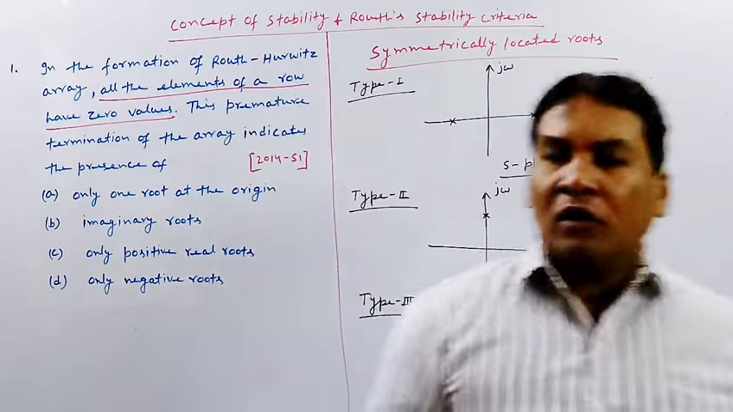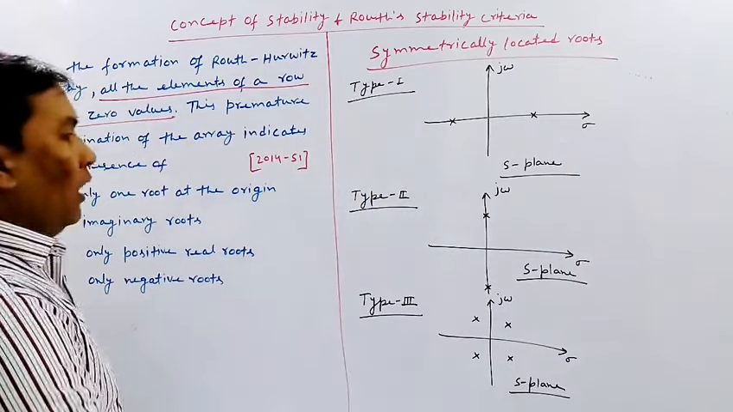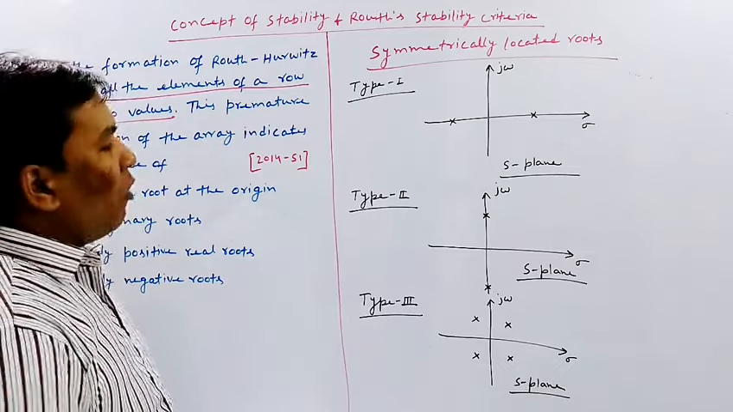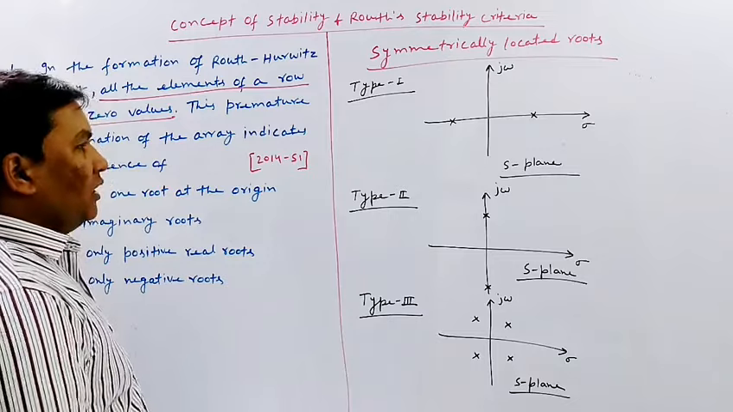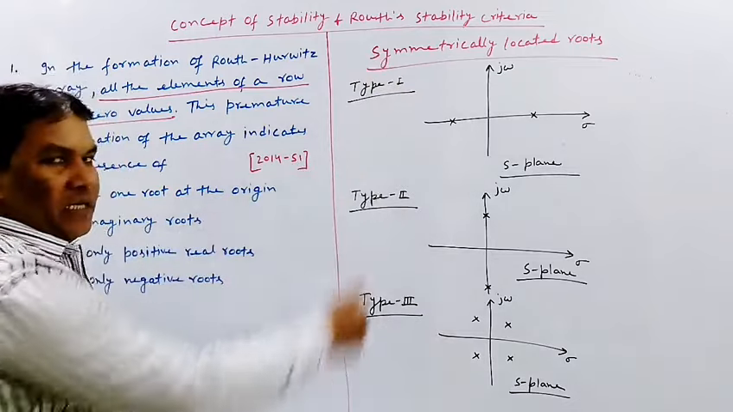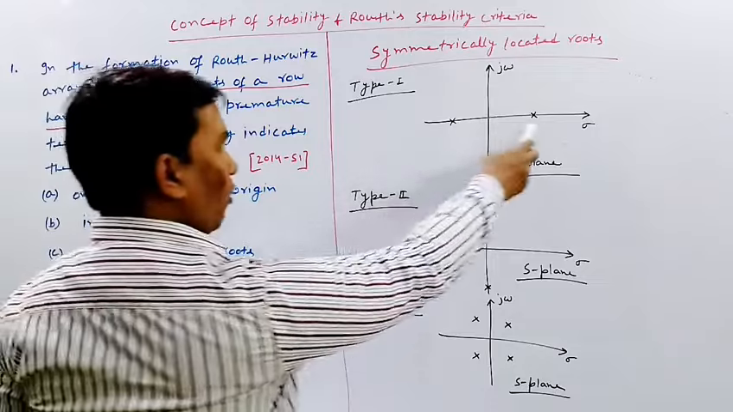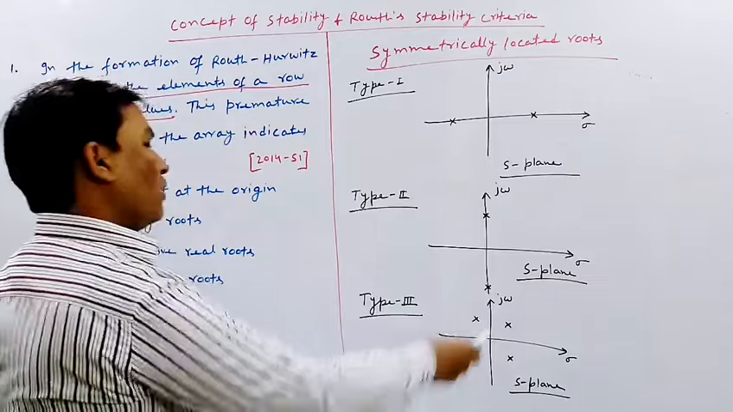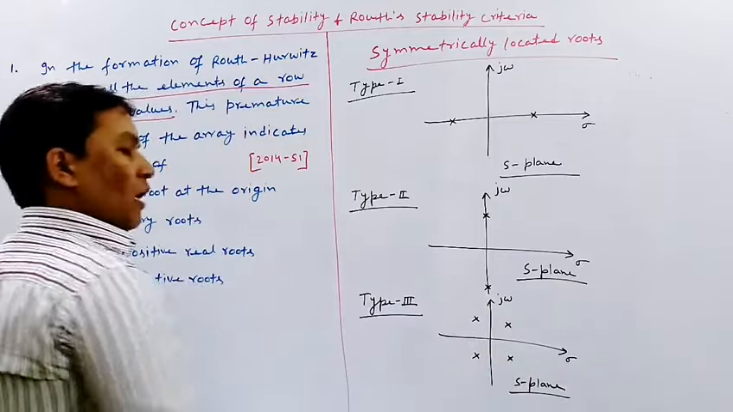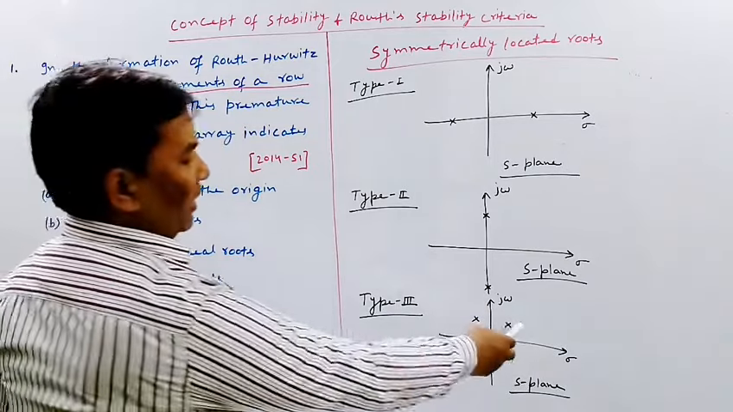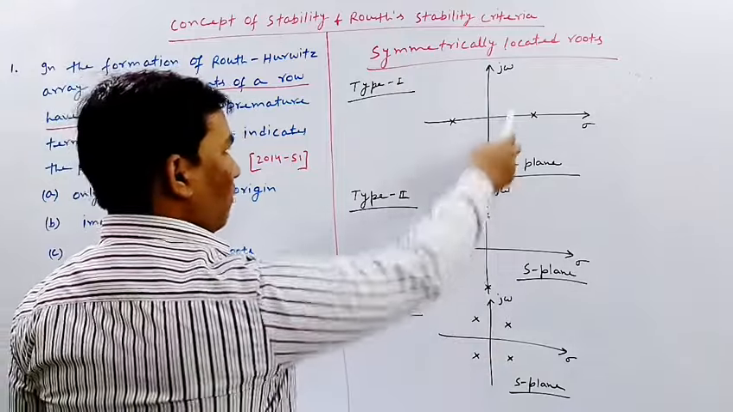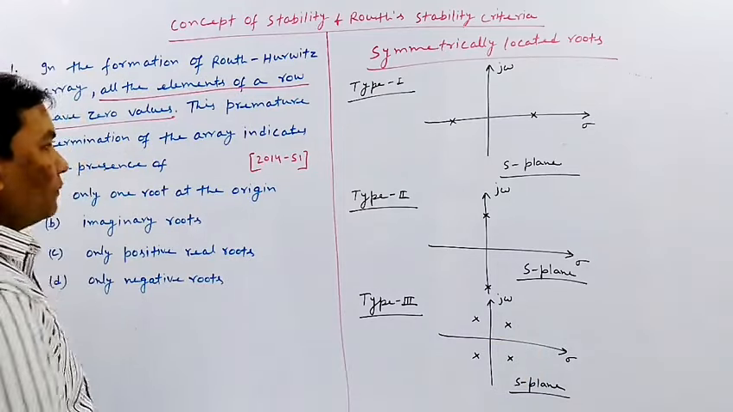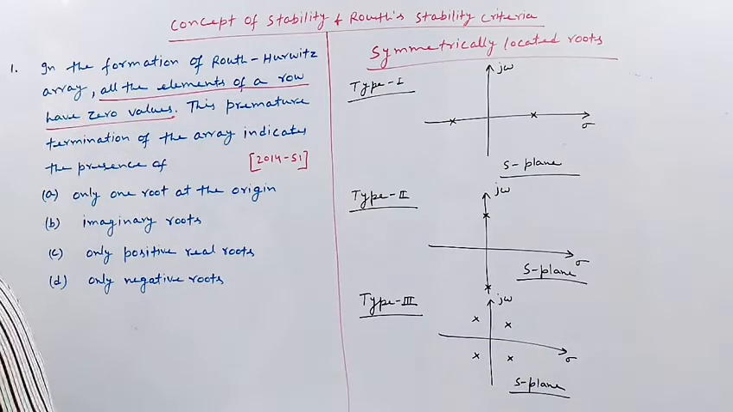So if all the elements of a particular row in Routh's array are 0, this only indicates that any one of three conditions exists. Either the poles are symmetrically located on the real axis, or the poles are symmetrically located on the imaginary axis, or there exists a quadrupole, meaning the poles are symmetrically located in each quadrant. The first two are called dipolar conditions, and this is called the quadrupole condition.